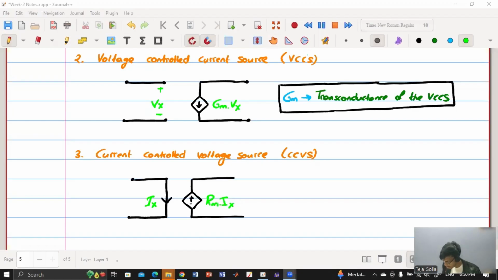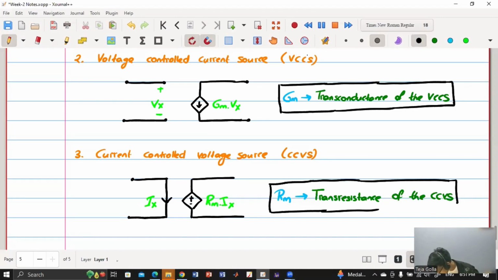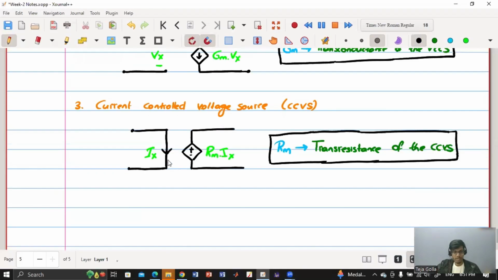Yes, Gagan, you are right. So this is the transresistance of the current controlled voltage source, because the dimensions should match. So that's why the gain will have a dimension, and the dimension is similar to that of a resistor, and that's why we are saying this.